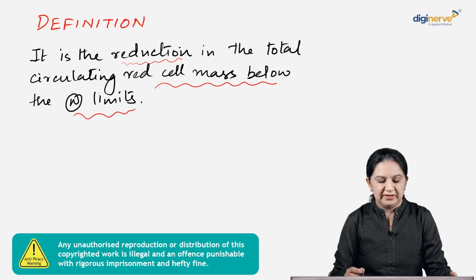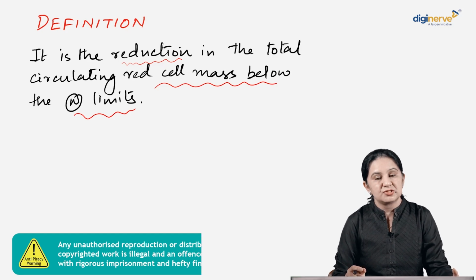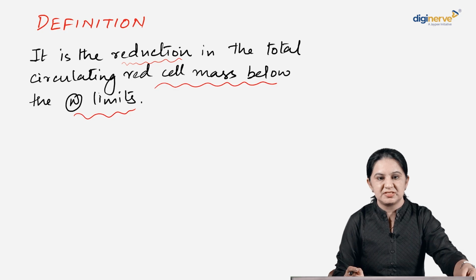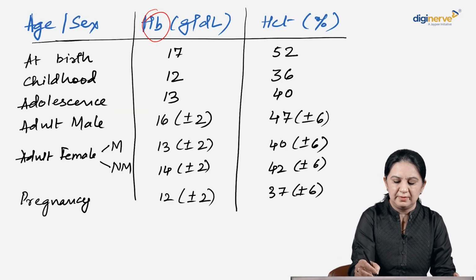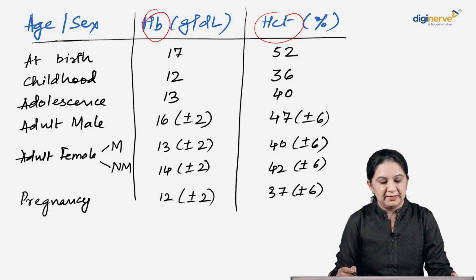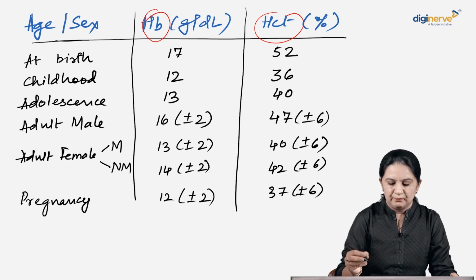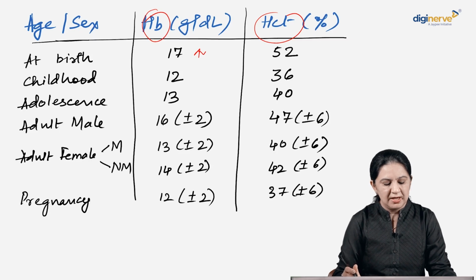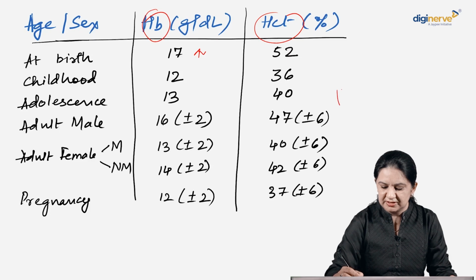We also know that calculating red cell mass is not routine. We do not routinely calculate the red cell mass. So how do we determine if the patient is anemic or not? We determine with the help of hemoglobin and the hematocrit. These are the various reference values of hemoglobin and hematocrit at various ages and for various genders. At birth, the hemoglobin is more, and with increasing age, the hemoglobin decreases. And one catch here is we can calculate hematocrit by multiplying hemoglobin by 3.